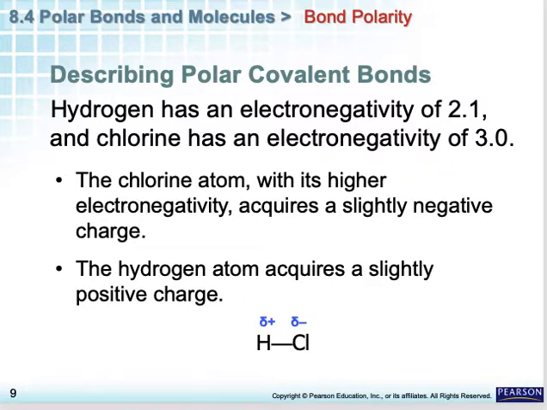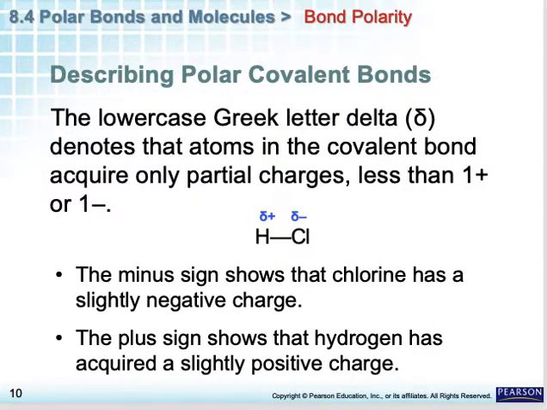The chlorine atom has a higher electronegativity value, so it will be slightly or somewhat negative, and that's what that little blue symbol over the chlorine means, it's slightly negative, and the hydrogen will be slightly positive. The lowercase Greek letter denotes the atom has a somewhat or partial charge. Less than a full +1, less than a full -1.